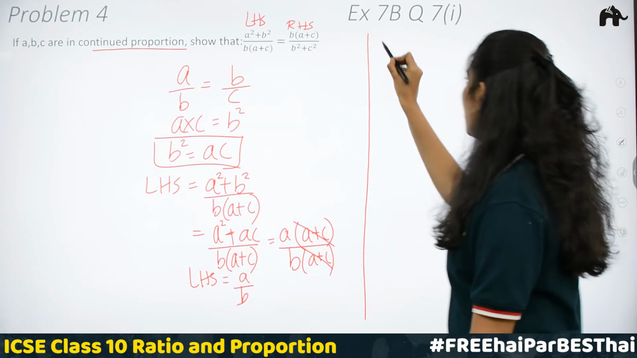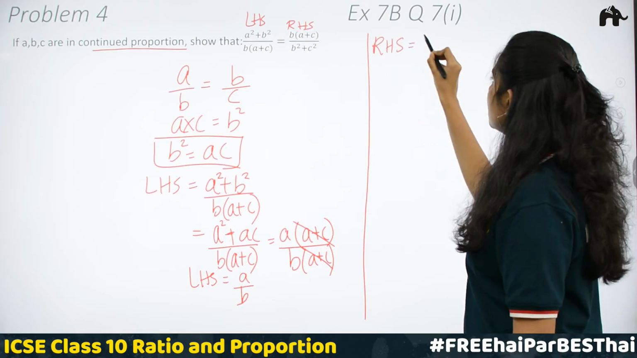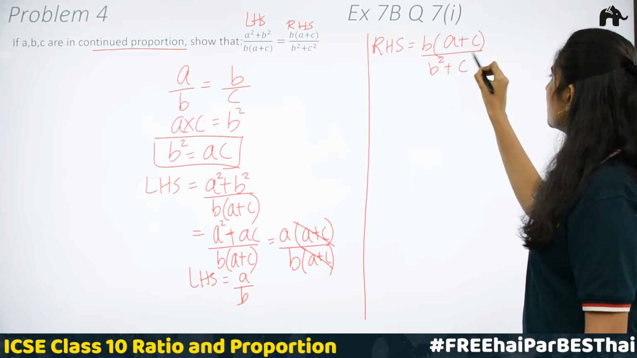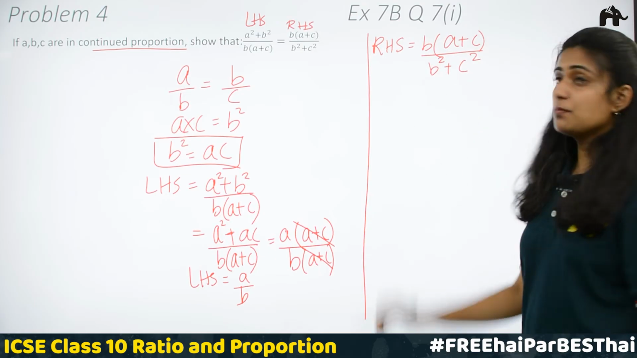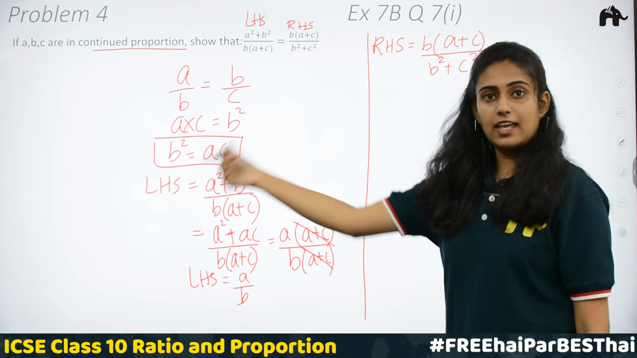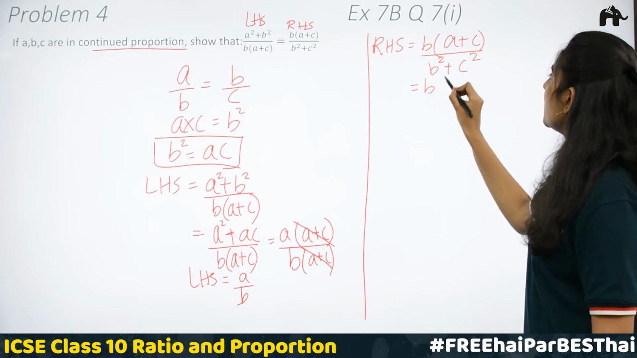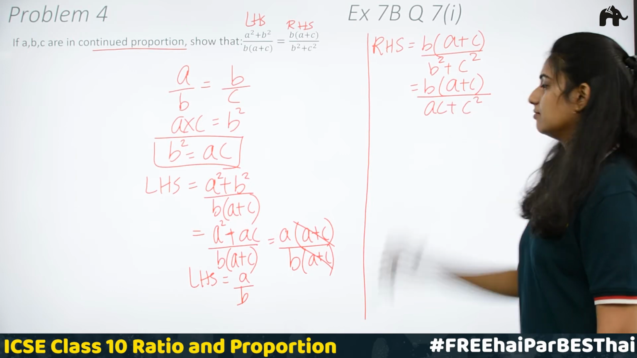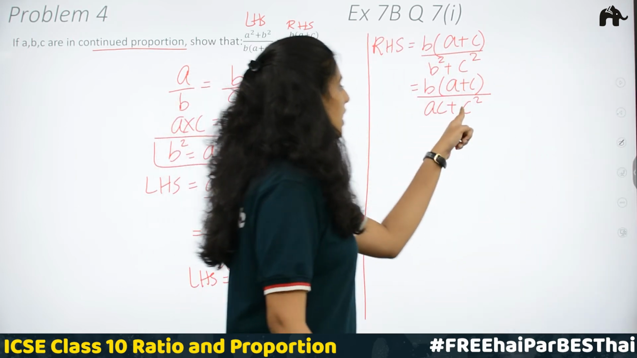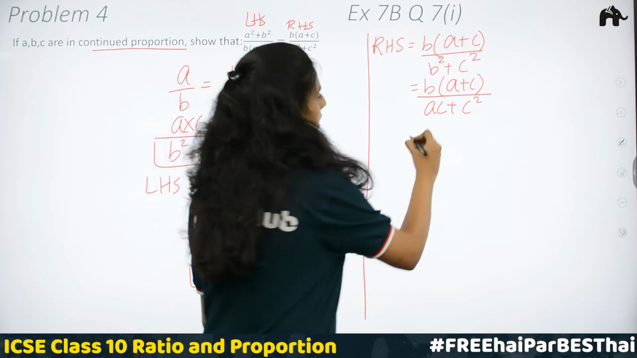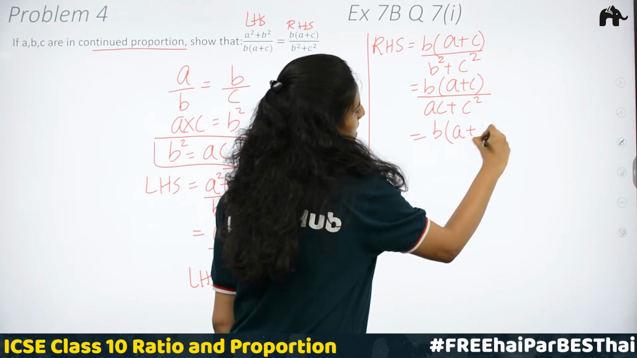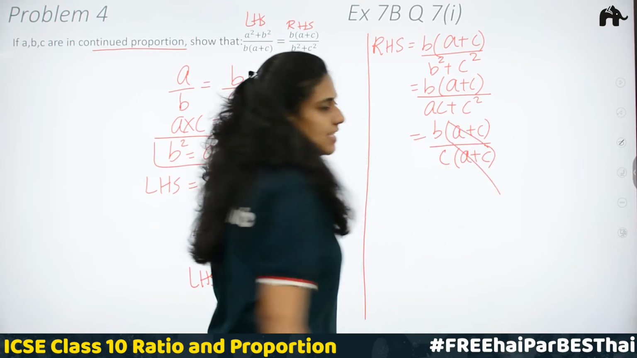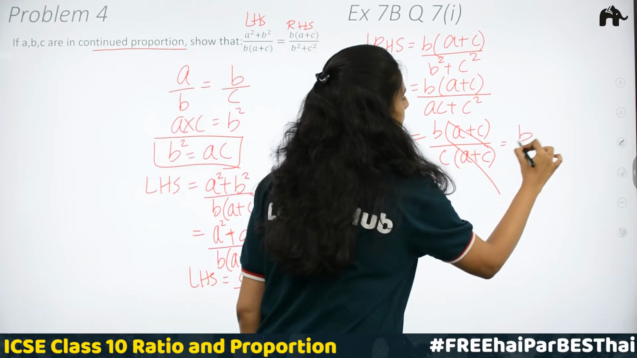Okay. Now, take RHS. RHS is b into a plus c divided by b square plus c square. Here again substitute b square is equal to ac, so it is equal to b into a plus c divided by ac plus c square. Next step, here in the denominator c is common, c can be taken out. That is b into a plus c divided by c into a plus c. a plus c can be cancelled. Remaining we have b by c.